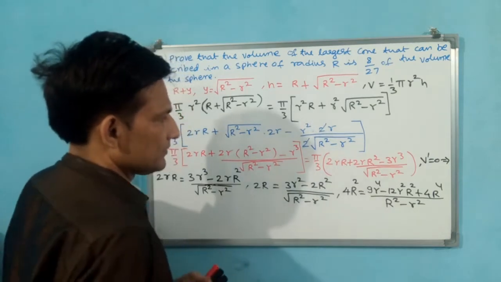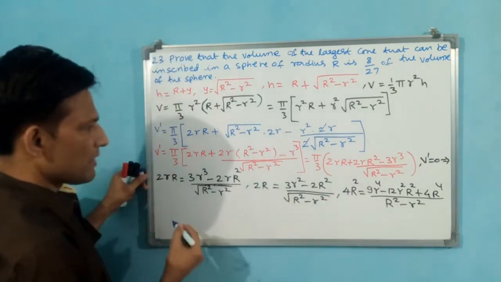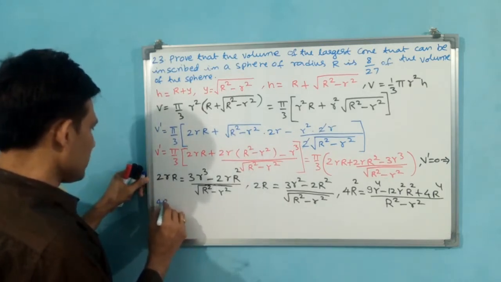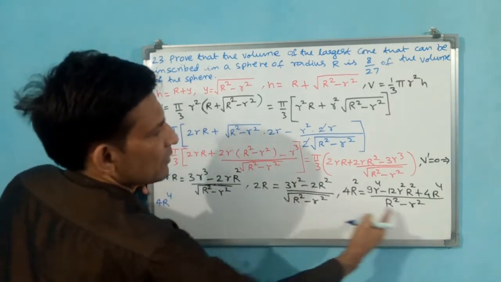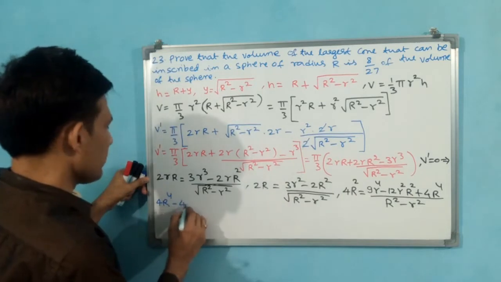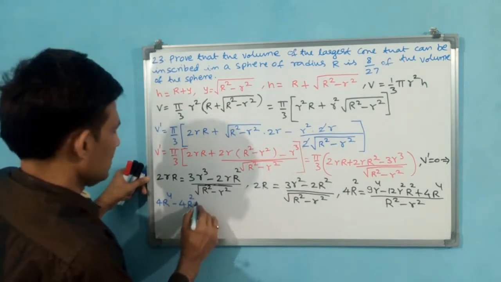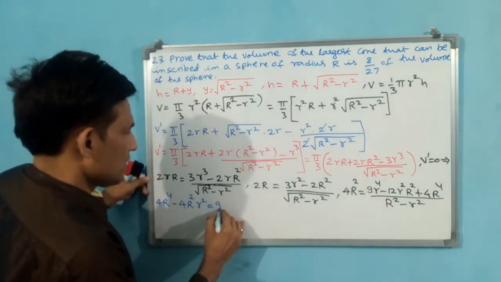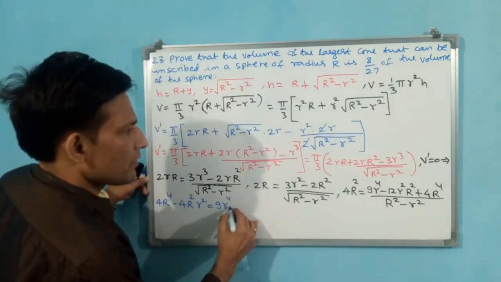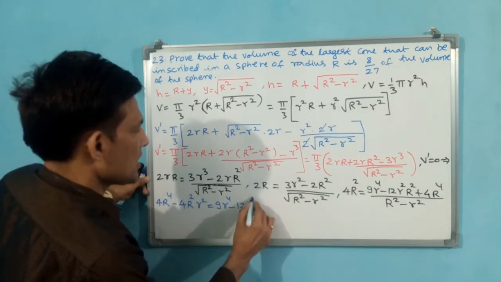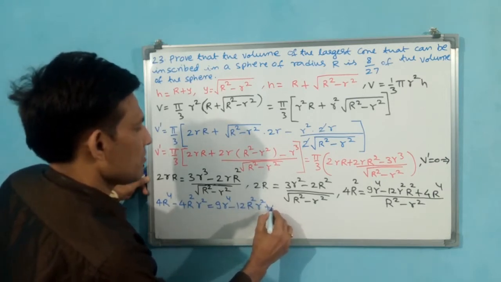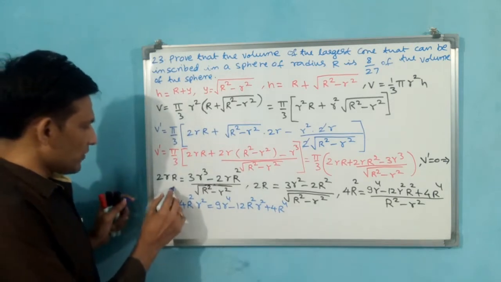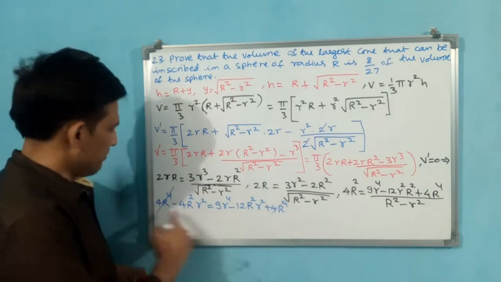Send this side. Denominator to numerator. Multiplication. 4r to the power of 4. Okay. First term. Second term minus 4r square small r square. Is it okay? That is equal to 9r to the power of 4 minus 12 r square plus 4 r to the power of 4. You see here 4 r to the power of 4, 4 r to the power of 4, directly we can cancel out. Plus, both sides plus.